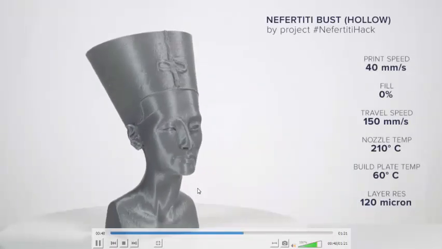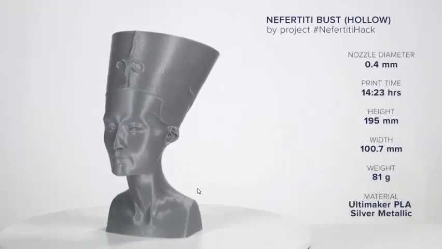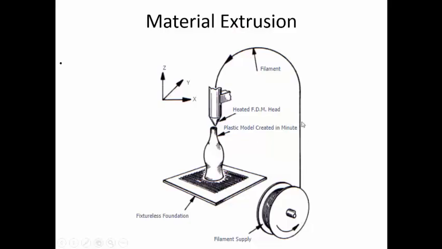The support structures are removed. Maybe you have to do some kind of sanding to improve the surface finish. So that is about the material extrusion process.